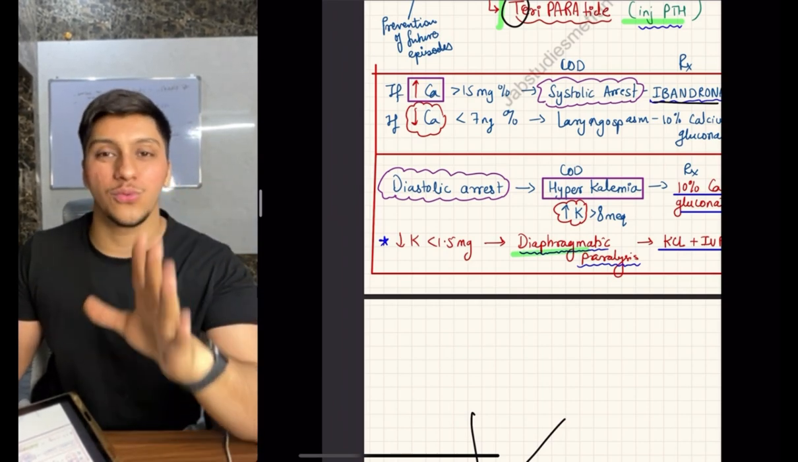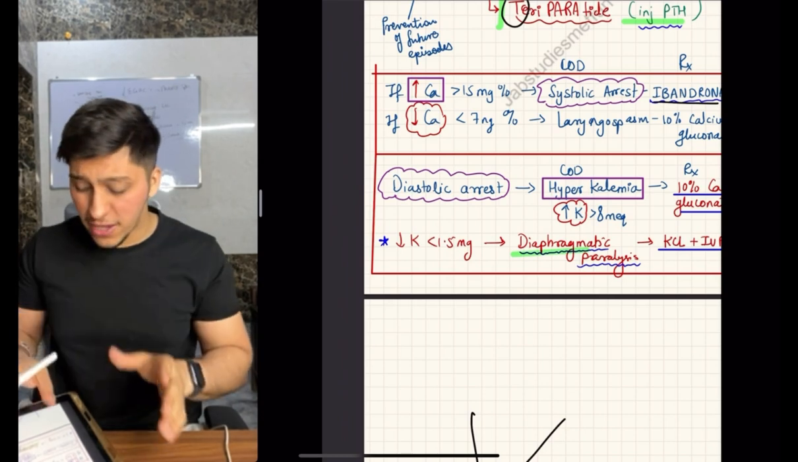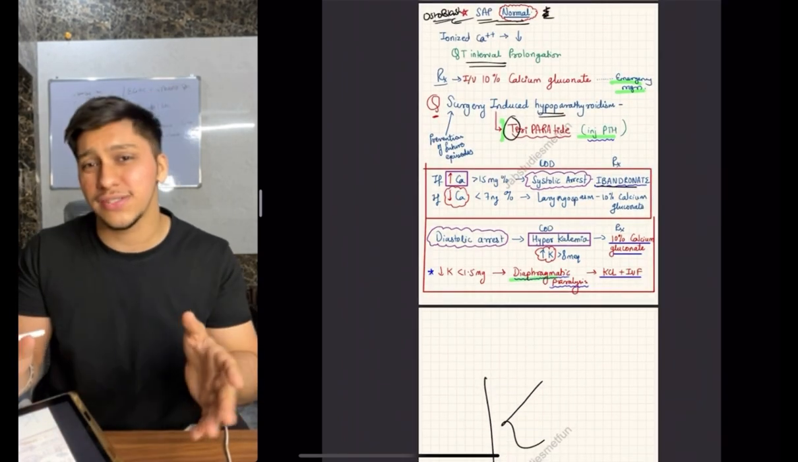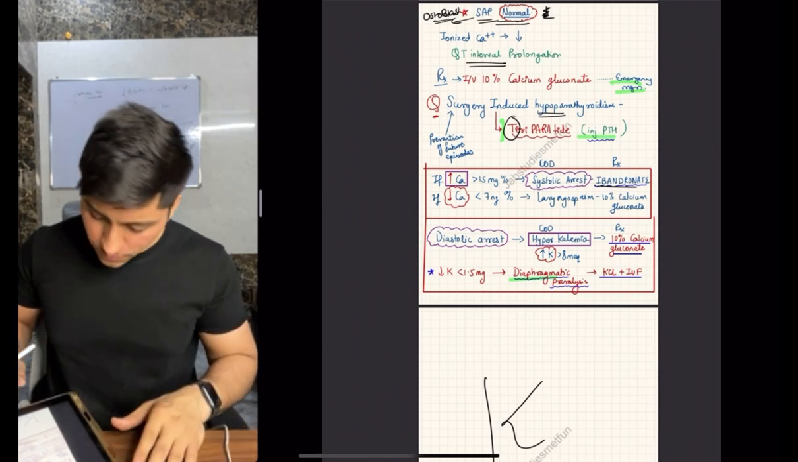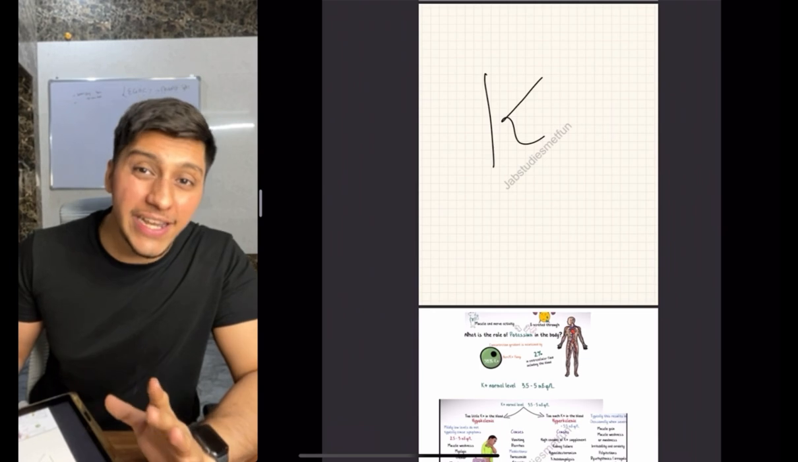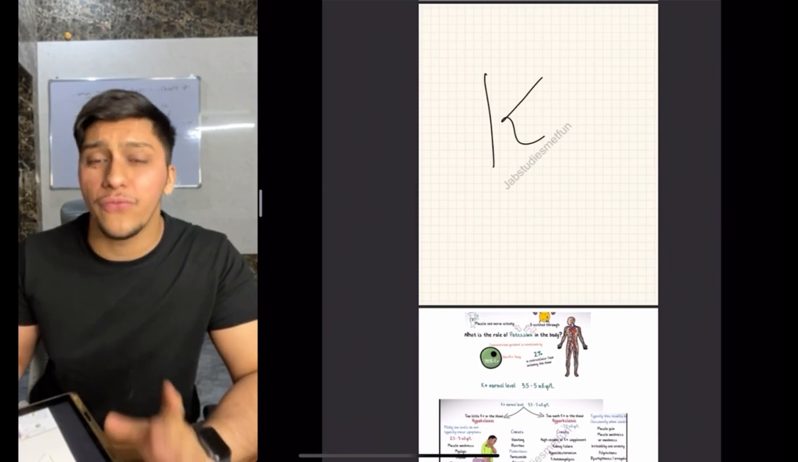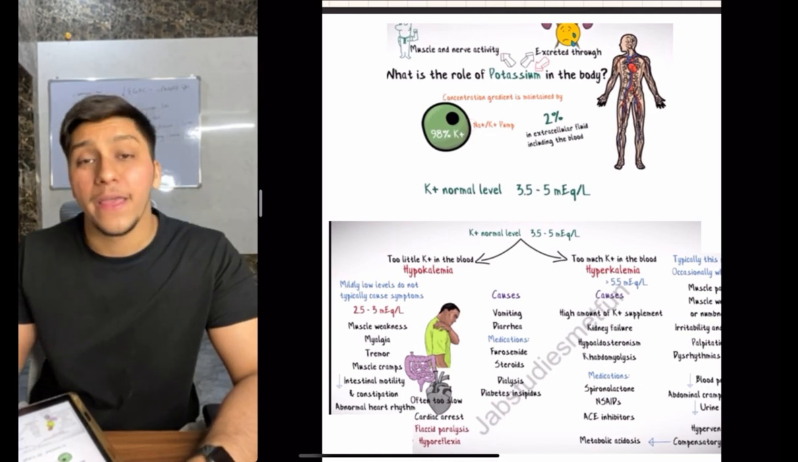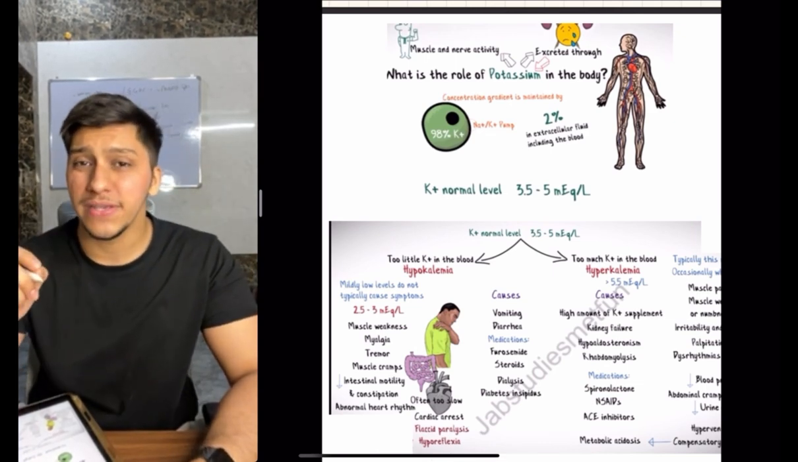I hope this was very simple. I try to make this topic as simple as possible, so you will not get confused with respect to what is increasing and what is decreasing. Since we're talking about hyper and hypokalemia, let's talk about the details with respect to potassium because it's very important. You need to know that with respect to hyperkalemia and hypokalemia, the first thing is the basics.